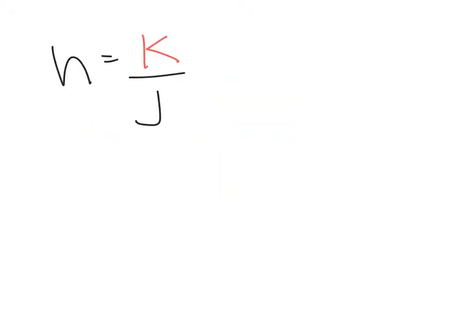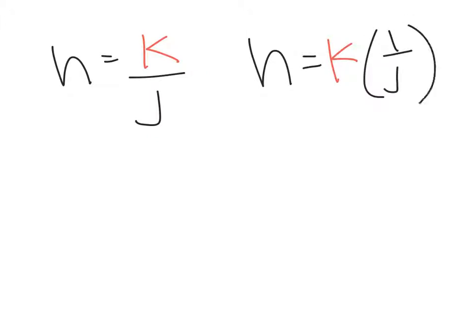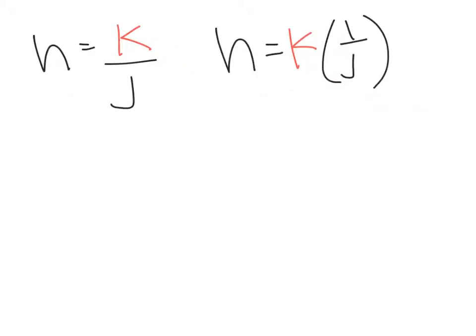Now let's solve for K in the equation H equals K over J. So how do we cancel the J? If it's easier, we can look at it like this. H is equal to K times 1 over J. And now we multiply by the reciprocal, J over 1, right?